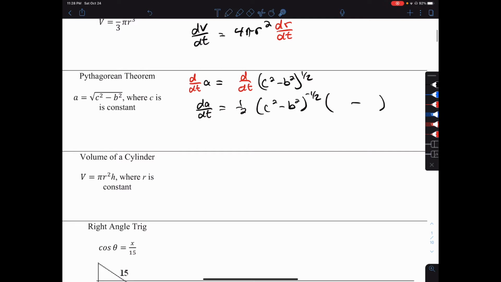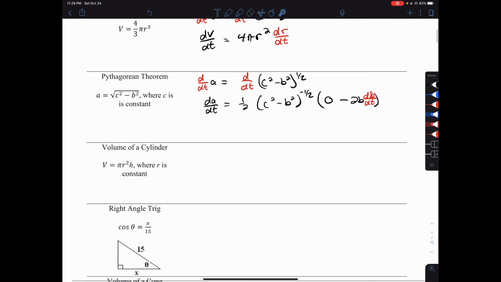The derivative of c squared, keep in mind it says that c is a constant. If you square a constant, it's still a constant. Its derivative is going to be 0. There's no variables in this, so we don't have to worry about with respect to time being the incorrect variable. Derivative of b squared is 2b. This is with respect to time. B is not time, so we have to multiply this by the derivative of b with respect to time.